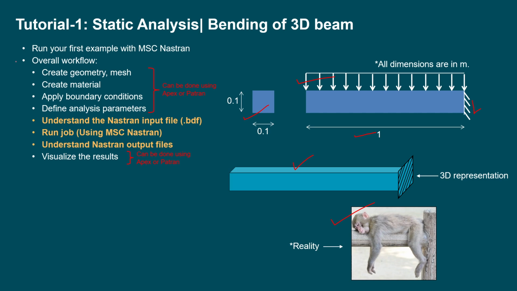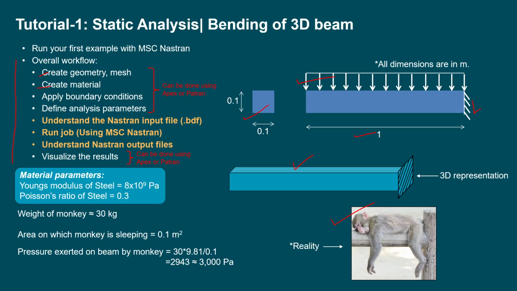Overall workflow to solve this example is shown over here. First, we have to create this geometry, then mesh it, create the material. We will use this simple material. So just isotropic linear elastic material with Young's modulus and Poisson's ratio as shown over here. Then apply boundary conditions. We are assuming weight of monkey is 30 kg, which results into pressure of 3000 Pascal on this top surface. Then we will define some analysis parameters, basically saying we will do linear static analysis. And all the things up to this step, we have to perform in some external preprocessor.